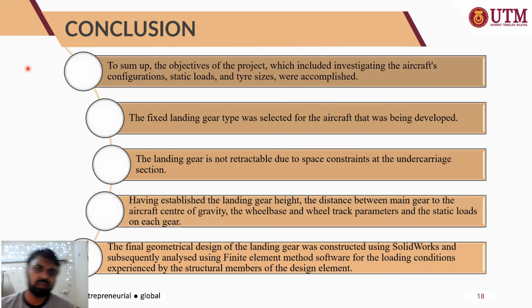In conclusion, to sum up, the objectives of the project, which include investigation of the aircraft configuration, static load, and the tire size, were accomplished. A fixed landing gear type was selected for the aircraft being developed. The landing gear is not retractable due to space constraints at the undercarriage section. Having established the landing gear height, the distance between the main gear and the aircraft center of gravity, the wheelbase, the wheel track parameter, and the static load on each gear.